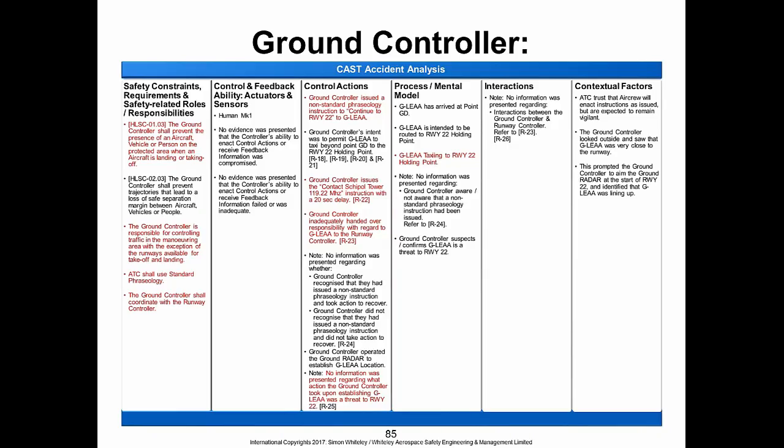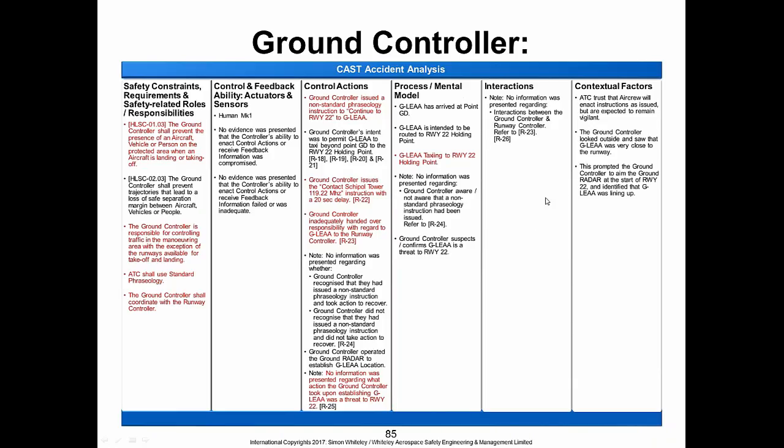The ground controller then operated the ground radar to establish GLIA's location, but there was no information presented in the report about what action the ground controller took upon establishing GLIA was a threat to runway 22. So we don't know how the runway controller became aware that GLIA was on the runway. We only know that the ground controller established there was a threat and then the go-around was commanded. We don't know what happened between these two points, and it's really important to find that out, because that would get to the crux of the issue.